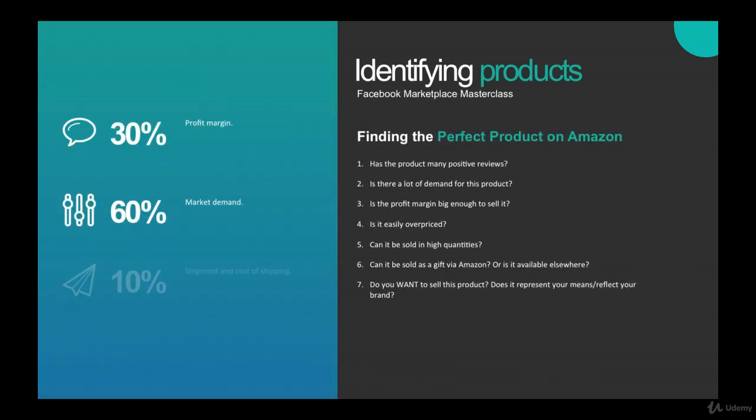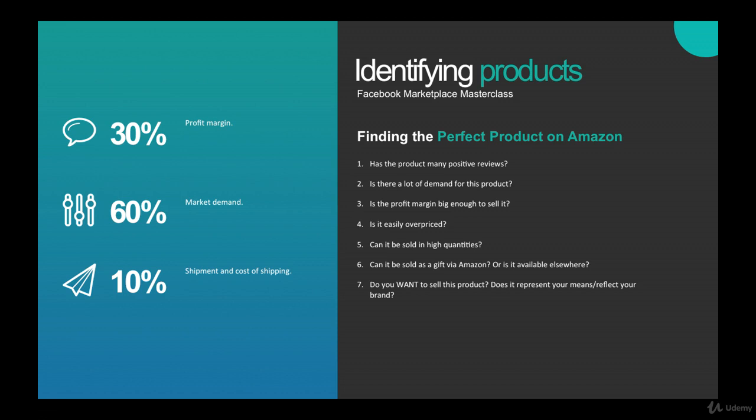So first of all, I wrote something down that I believe is super important, and you can see it on the left. Now, there are three numbers. There's the 30%, the 60%, and the 10%. So let's first of all talk about the 30%. The 30% is the profit margin. What do I mean by that? Well, if you look at how important each factor is, I think the profit margin should have a percentage of around 30%. The market demand should have a percentage of around 60%, and the shipment and the cost of shipping should not be that important, so only 10%.